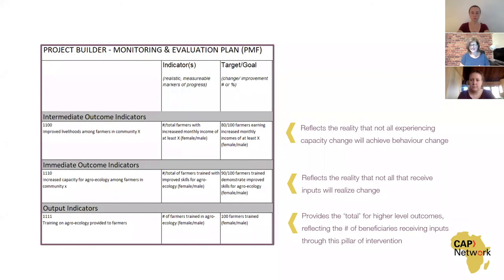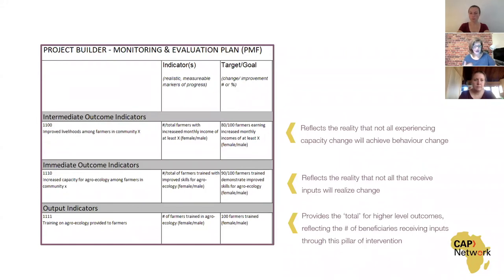That makes sense? Yeah. And of course, these numbers are arbitrary. I'm not suggesting that 90% of people trained is the right target. It really depends on your starting point, it really depends on the community, it really depends on the content you're trying to impart, right? So those targets will really need to be personalized to each project and each group of stakeholders.